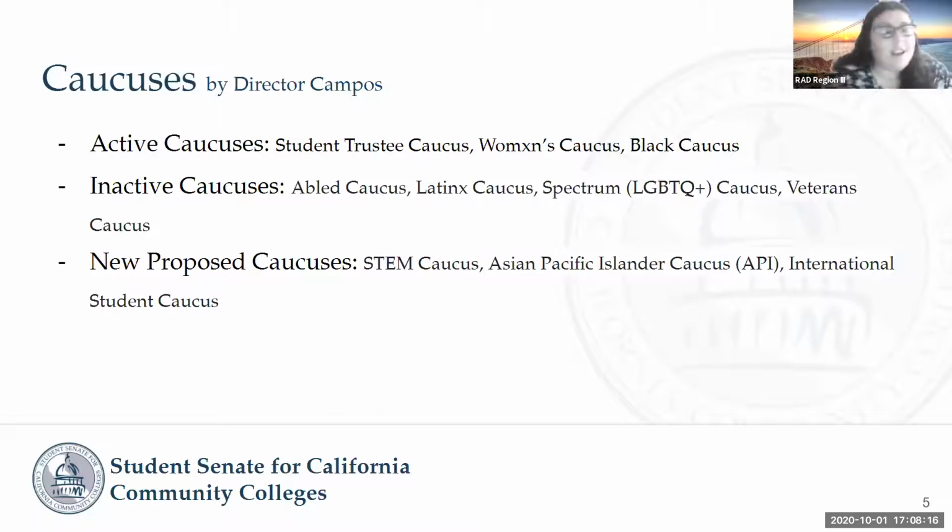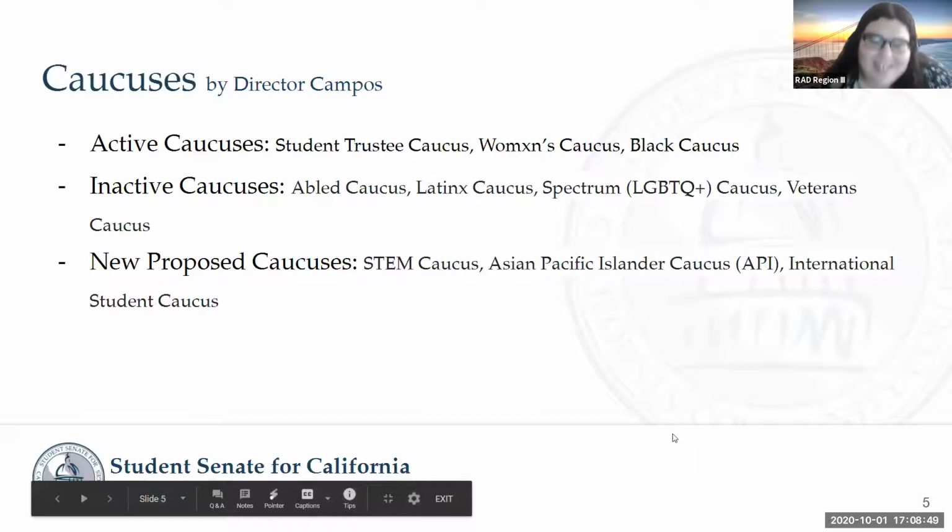A few of the inactive caucuses that we definitely need more support for or student engagement in are the Abled Caucus, the Latinx Caucus, Spectrum Caucus, and the Veterans Caucus. All of those groups were formerly active and had student participation within them. But at the current moment, we're seeking students who are really engaged or who identify with those groups.